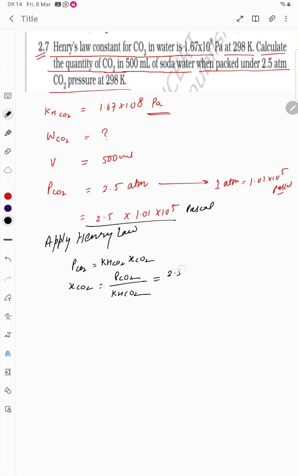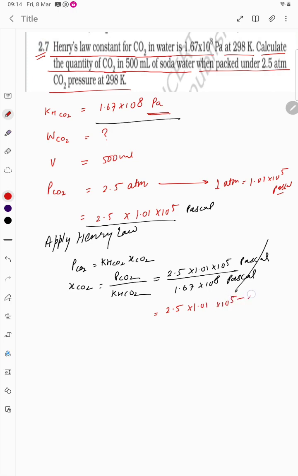So 2.5 into 1.01 into 10 power 5 Pascal, divided by K_H, which is 1.67 into 10 power 8 Pascal. Pascal cancels out. Now you solve this one. So what you can do is 2.5 into 1.01 into 10 power 5 in the numerator.